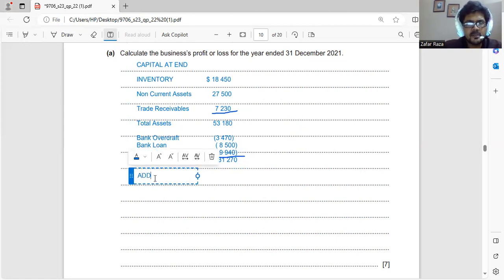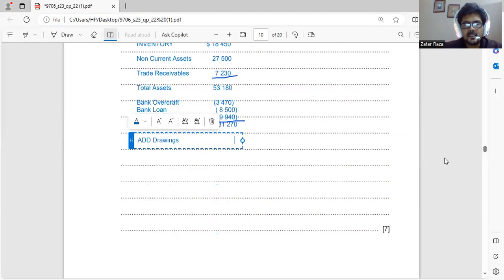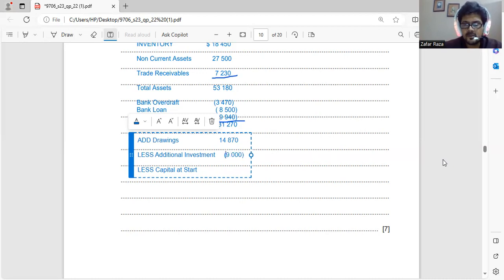Acha, okay. What we have to do here? We have to add drawings. What is the amount of drawings here? 14,870. Then less additional investment, and that was 9,000. A vehicle was introduced by the owner during the year. And less capital at start. What was the amount of capital at start? That was 41,000. The items of less must be written in brackets, so we don't get them added.